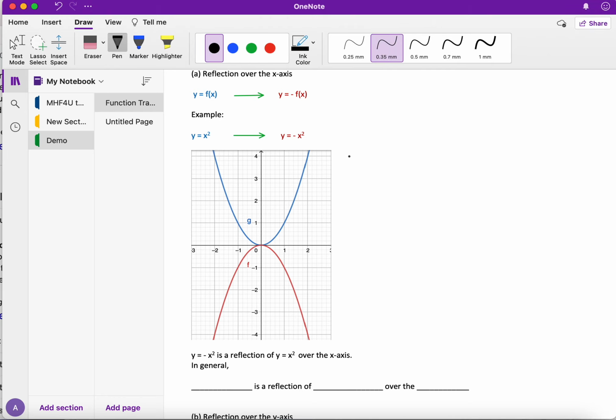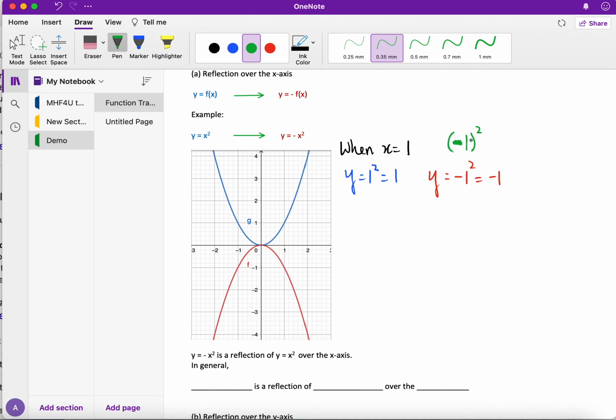Let's say when x is 1, for the blue function you will have y equals 1 squared, which is 1. For the red function, you will have y equals negative 1 squared, which is negative 1. Some of you may wonder why this is not positive 1, because there is no bracket making this negative sign have an exponent 2.